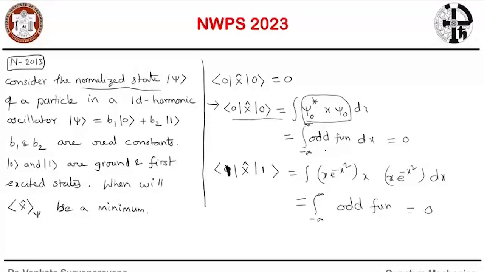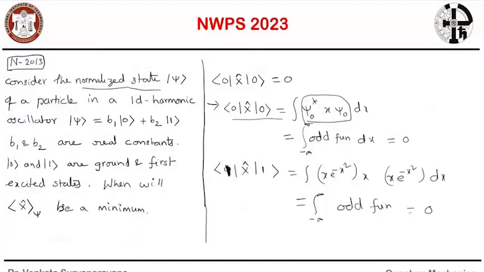Sir, I'm asking what about the second excited state? The second excited state also. If you look at it algebraically, this is what is happening. You can see the second also. What is this function again? Odd function, right? Yes, sir.